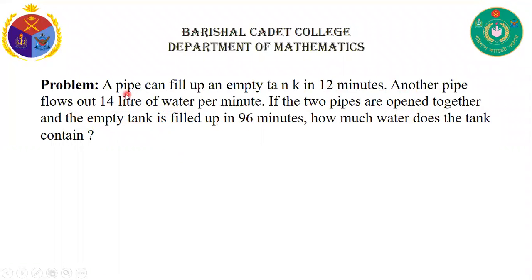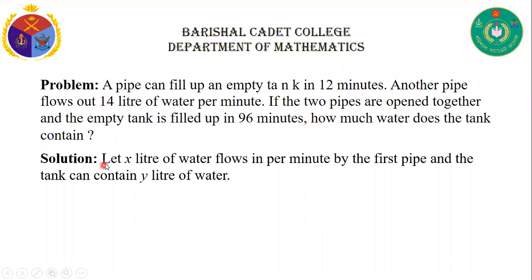Now again repeat, a pipe can fill up an empty tank in 12 minutes and another pipe flows out 14 liters of water per minute. So here it's per minute we get, and here we don't get per minute. If two pipes are open together, the empty tank is filled up in 96 minutes. So let x liters of water flow per minute by the first pipe. If the first pipe flows in, then the tank can contain Y liters of water.